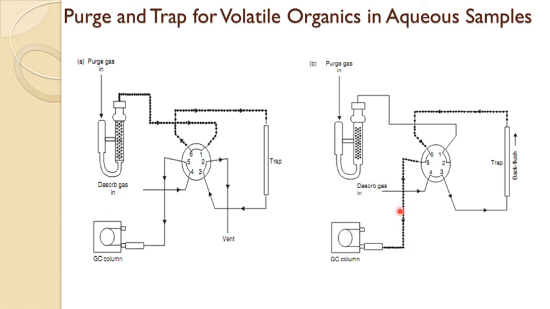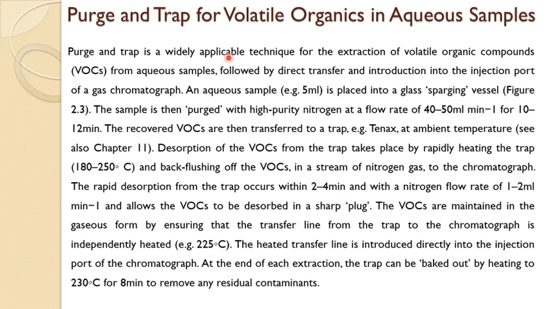In this way the compound of interest is purged with the help of gas, and the molecule of interest gets trapped here. From the trap the molecule is passed again to the system by changing the valve, and your organic compound of interest is analyzed. By using the purge and trap technique, only volatile organic compounds are analyzed. This is some description.